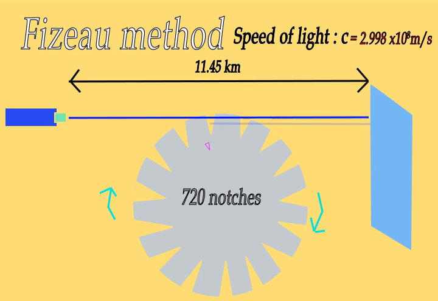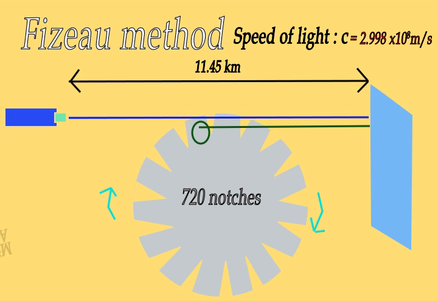However, if the rotational speed of the wheel is not fast enough, when the light is reflected and tries to pass through the other notch, since the next notch has not arrived yet, the light will be blocked by this part and cannot pass through it.